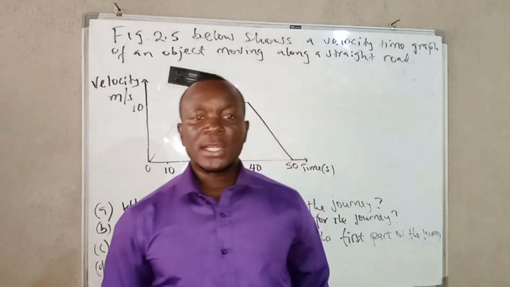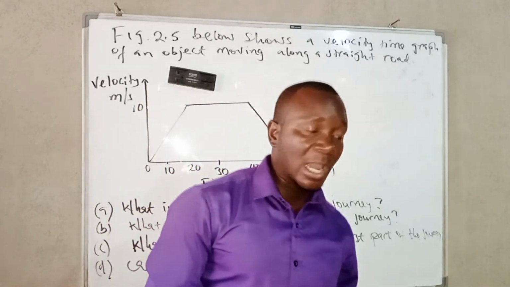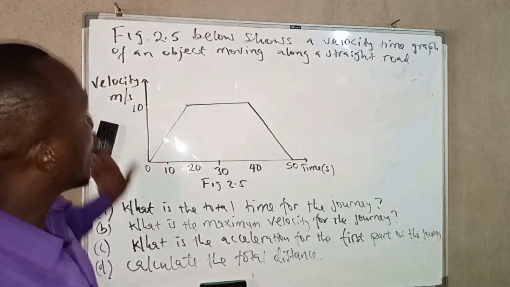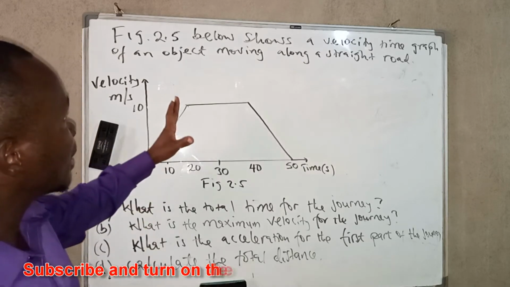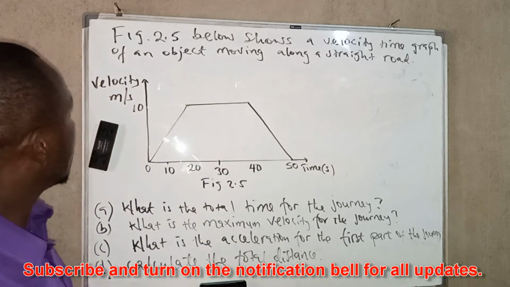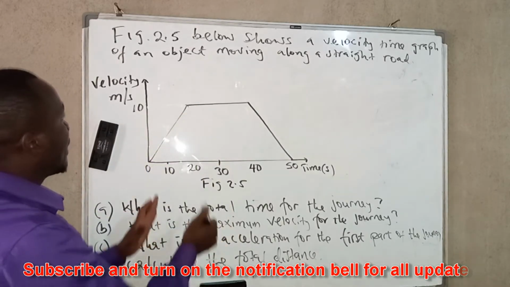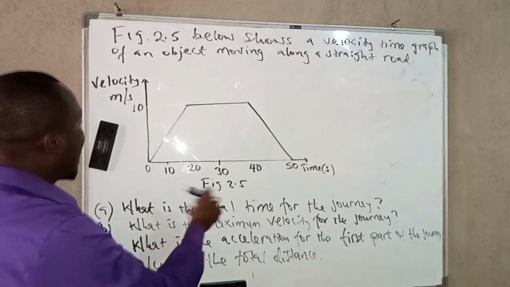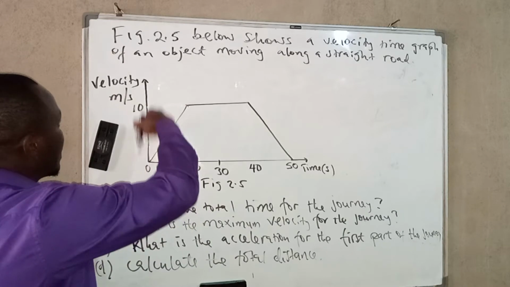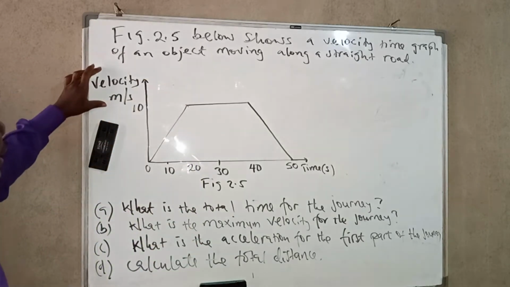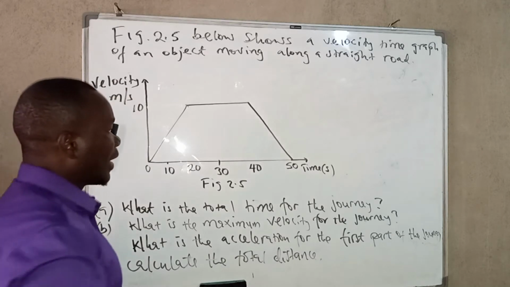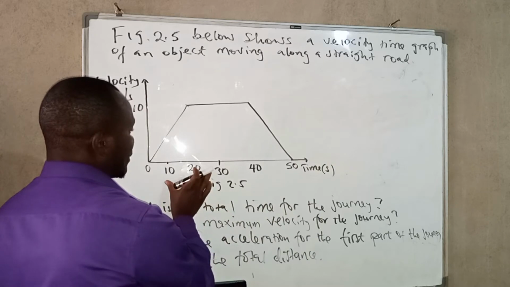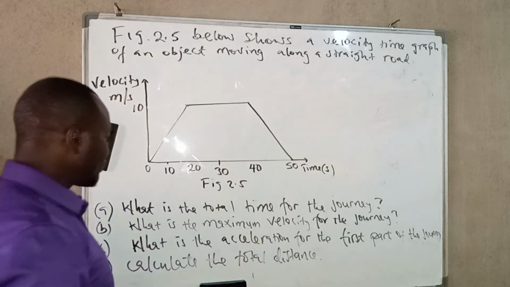Welcome. In this video, we are going to look at another question on speed time graphs or velocity time graphs. The question says, figure 2.5 below shows a velocity time graph of an object moving along a straight road. So we've been given this figure, this diagram, and we have two axes. We have the y-axis, which is for velocity in meters per second, and then the x-axis, which represents time in seconds.